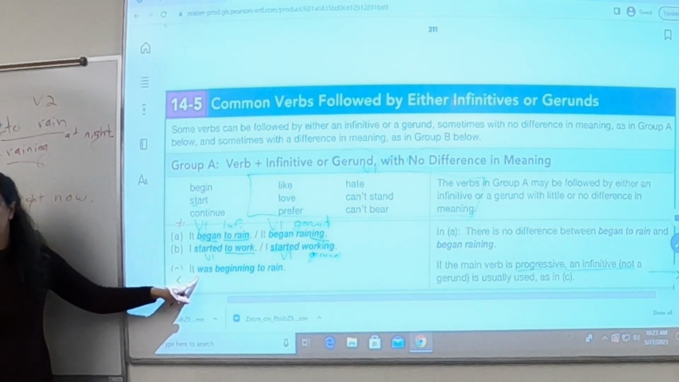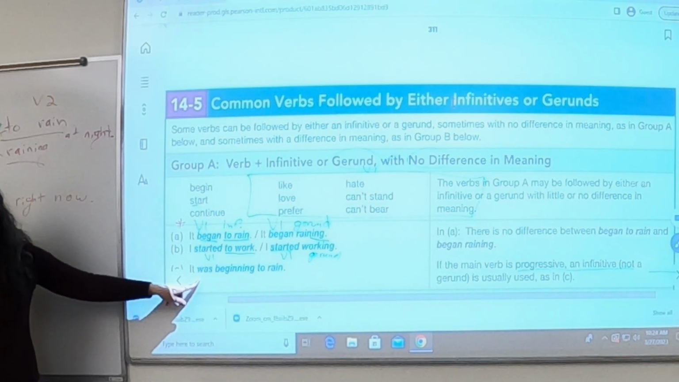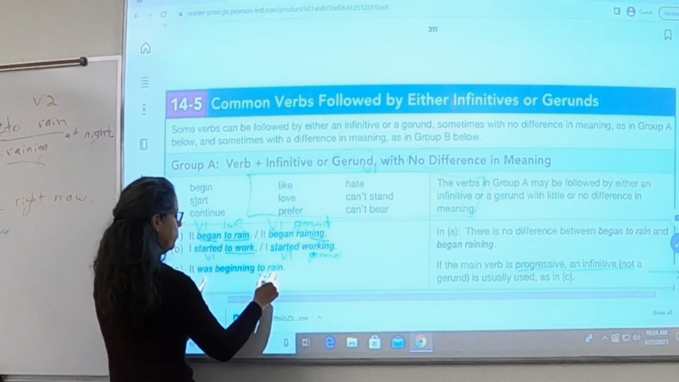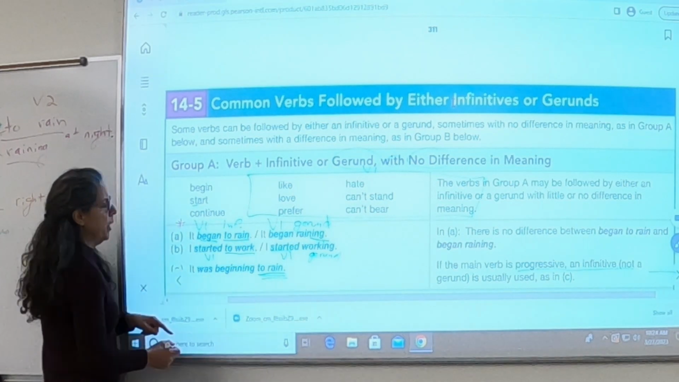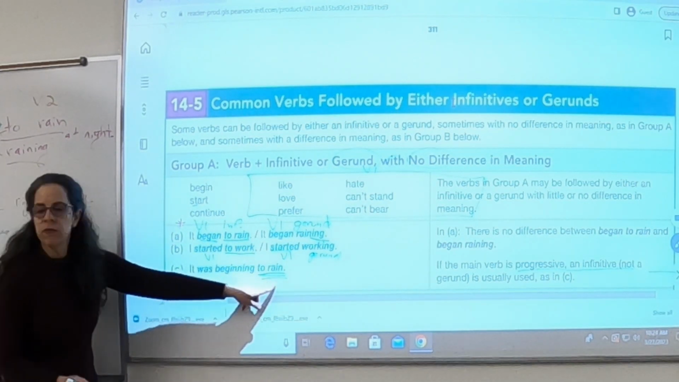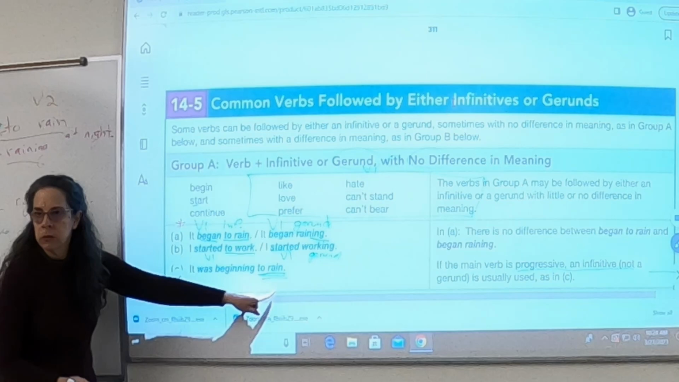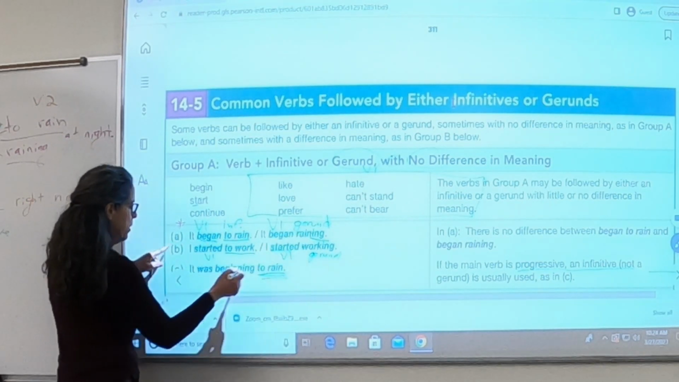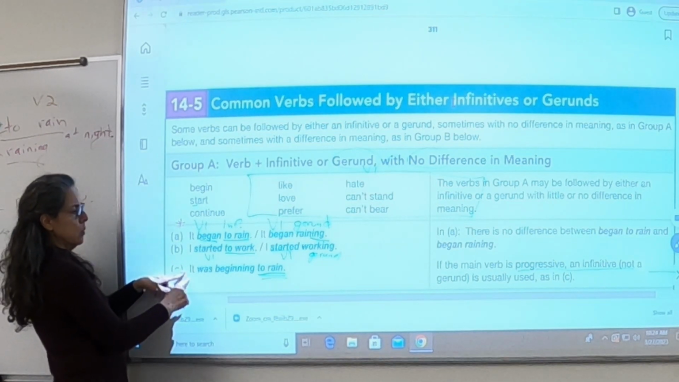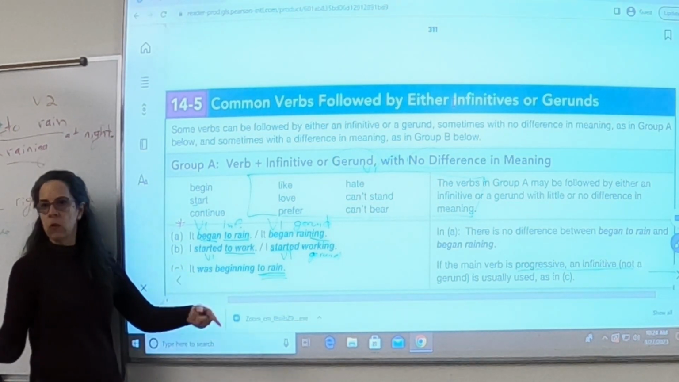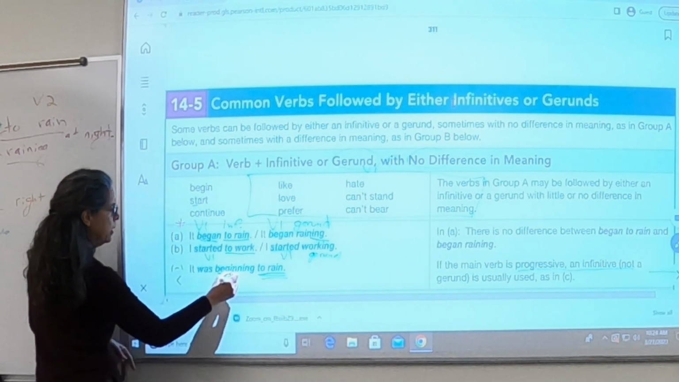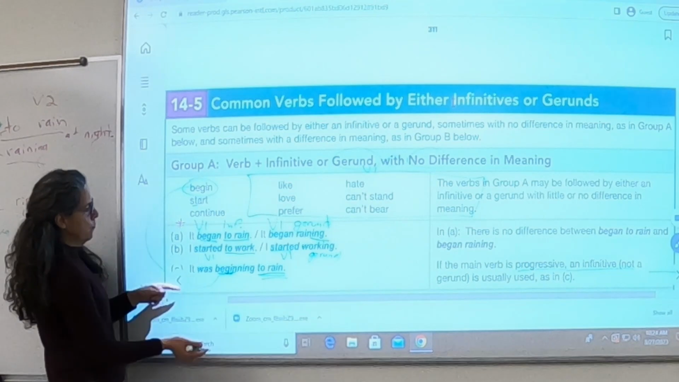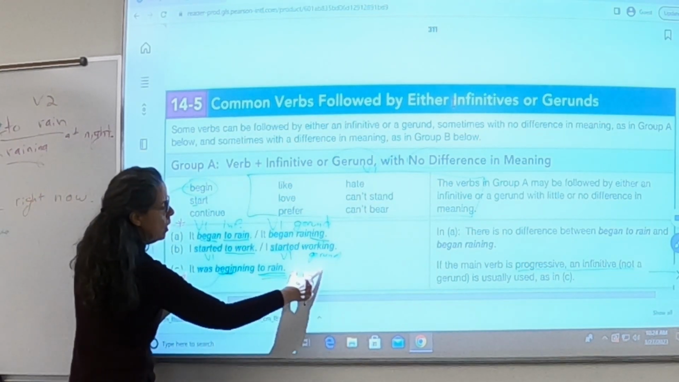But look at this example. It was beginning to rain. They only give one option. In this one you have infinitive or gerund, but in this one, only infinitive. Why? It's the same. Begin, like begin, right? It should be gerund or infinitive, but in this example, there's no other choice.